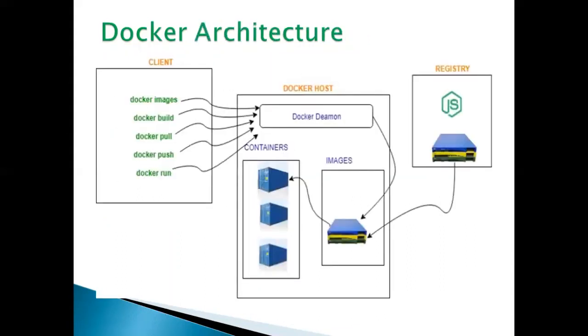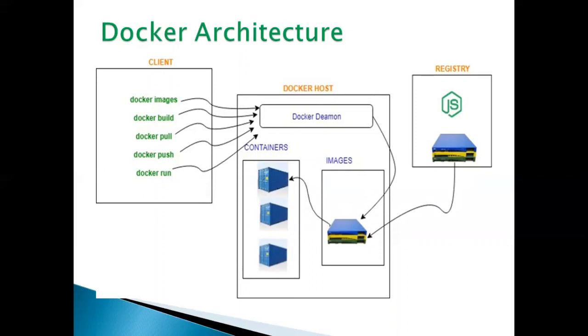Docker architecture. It follows client-server architecture. As you can see, there is a Docker host, client, and a Docker registry. Docker host can be Windows or can be Linux. Docker daemon manages the containers, images, network, and volumes. The required images are pulled from the Docker registry. Client might be Docker API or Docker CLI.